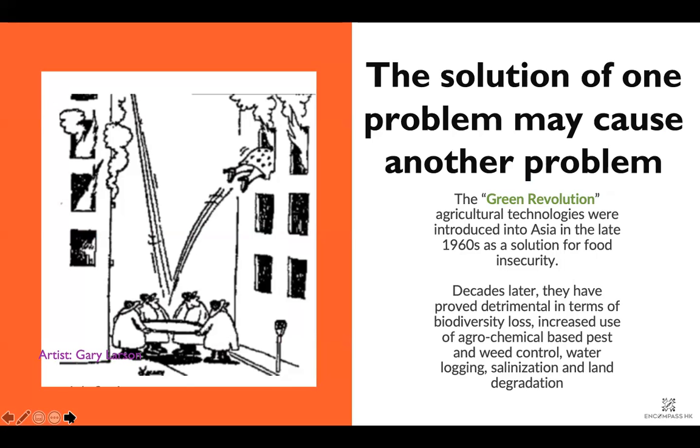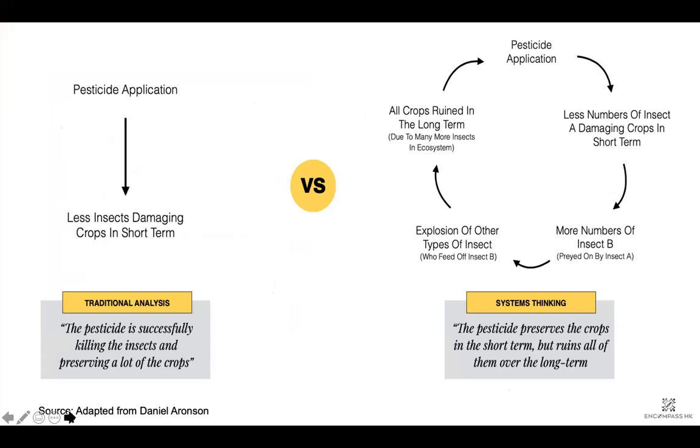And I'll give you more examples. On the left is linear thinking. If we apply pesticide, then there will be fewer insects, then the crops will be better. That's the traditional method, very analytical thinking. But with systems thinking, if you apply the pesticide, you have fewer insects, but there are other side effects. You might increase the number of other insects, which actually ruin the other crops in the long term.